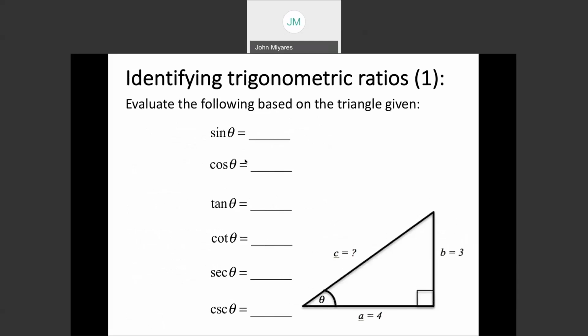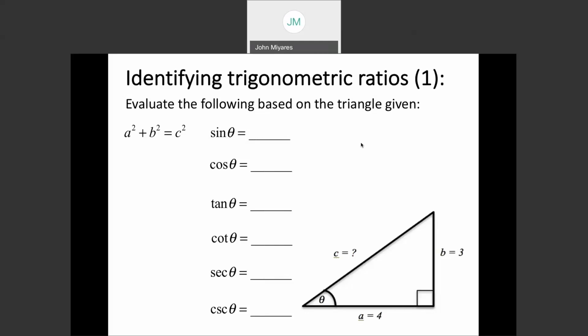Let's look at an example as to how we might use these ratios. Here's a right triangle with side A equals 4, side B equals 3, and side C is unknown. We are asked to find the values of the 6 trigonometric ratios associated with angle theta in this triangle. Before we can do this successfully, we need to know the measure of the length of the hypotenuse of the triangle. Since that's not given, in order to obtain it, we're going to have to use the Pythagorean theorem.